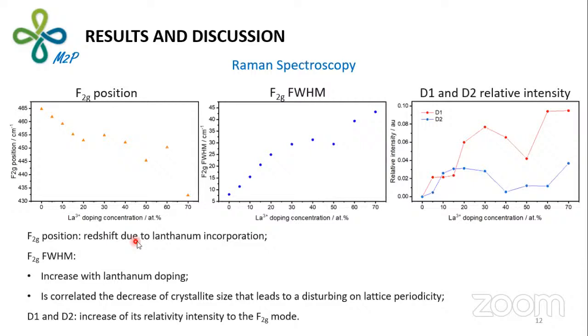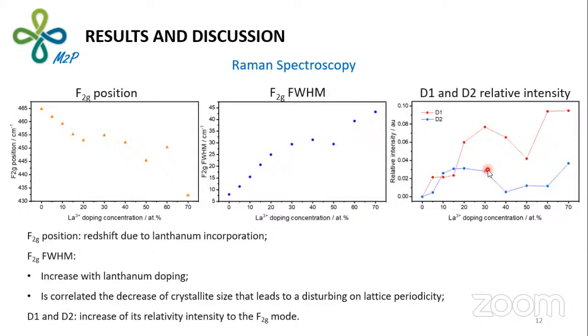incorporation, and the full width at half maximum increases with the lanthanum doping. And it's correlated to the decrease of crystallite size that leads to a disturbing of lattice periodicity. We can see that the relative intensities of the defect bands increase with the lanthanum doping due to the creation of oxygen vacancy in the system.